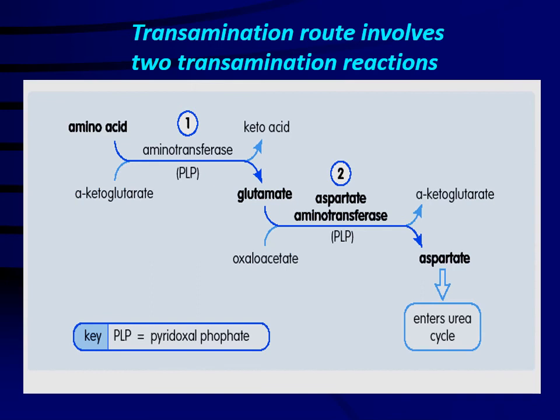Transamination reaction can occur in two steps. For example, an amino acid combined with alpha ketoglutarate is converted to keto acid and glutamate. The glutamate is the new amino acid formed by this reaction. Glutamate again combined with another alpha keto acid such as oxaloacetate, in the presence of aspartate aminotransferase, can be converted to alpha ketoglutarate and aspartate. Aspartate enters urea cycle.